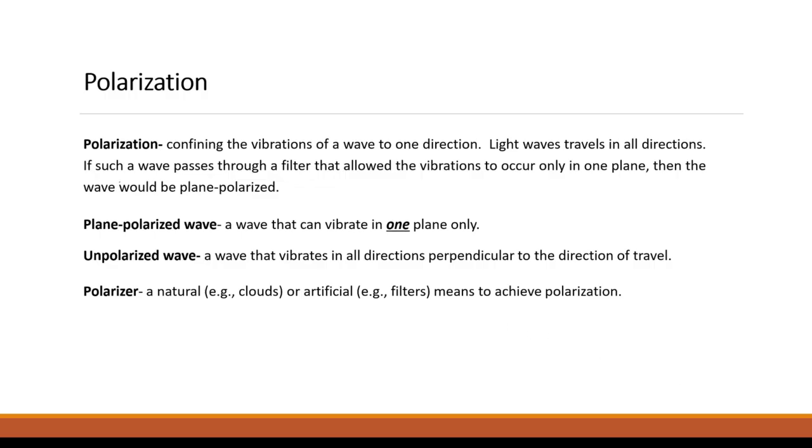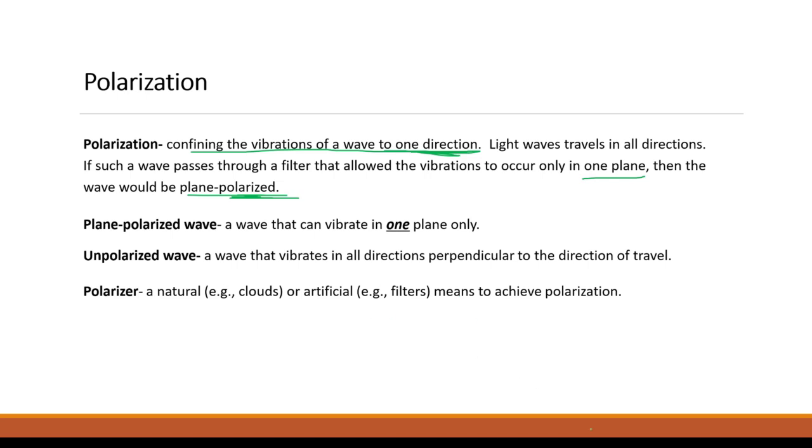So what is polarization? It's the act of confining the vibrations of a wave to one direction. Light waves, for example, travel in all directions, and if such a wave passed through a filter that allowed the vibrations to occur only in one plane, then the wave would be plane polarized. So a plane polarized wave is a wave that can vibrate in only one plane, and an unpolarized wave is a wave that vibrates in all directions perpendicular to the direction of travel.